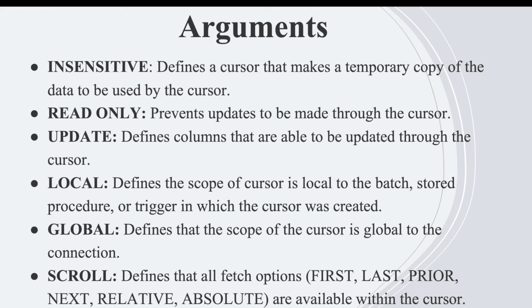The local argument defines that the scope of the cursor is local to the batch, stored procedure, or trigger in which the cursor was created. The global argument defines that the scope of the cursor is global to the connection. Finally, the scroll argument defines that all fetch options, including first, last, prior, next, relative, and absolute, are available within the cursor.